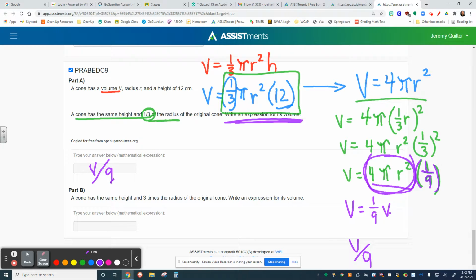Now it says a cone has the same height and 3 times the radius of the original cone. Write an expression for its volume. Well, we need to think about this. Before, it was 1/3, and we multiplied by 1/3 squared, which was 1/9. So we divided by 9. What does that mean that we do right here with 3 times the radius? I'm going to leave that one for you to think about.